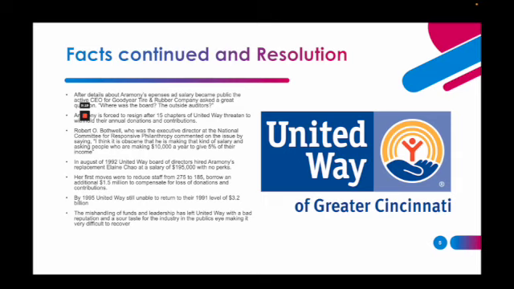extremely unethical. In August of 1992, United Way's Board of Directors hired Aramony's replacement, Elaine Chao, at a salary of $195,000 with no perks, which is still an extremely high salary. $195,000 is very well off, but it is a significant decrease from the $463,000 Aramony was making before. Her first moves were to reduce the staff from 275 to 185 and borrow an additional $1.5 million to compensate for the loss of donations and contributions.